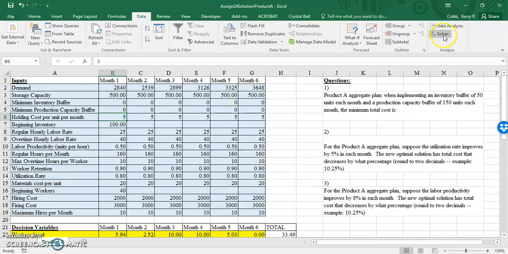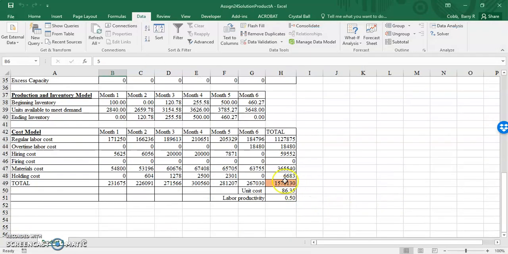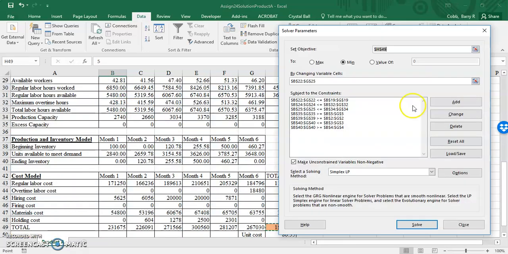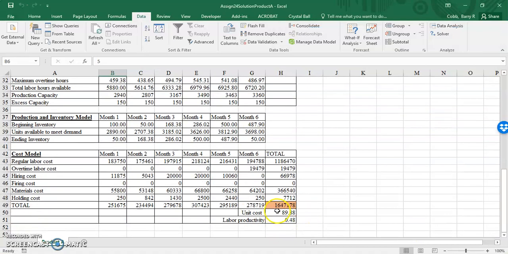First, I'm going to put this at 0, just to make sure I had the correct original model. So here's the original total cost. And for 50 and 150 as the inventory and capacity buffers, the total cost is $1,647,178.